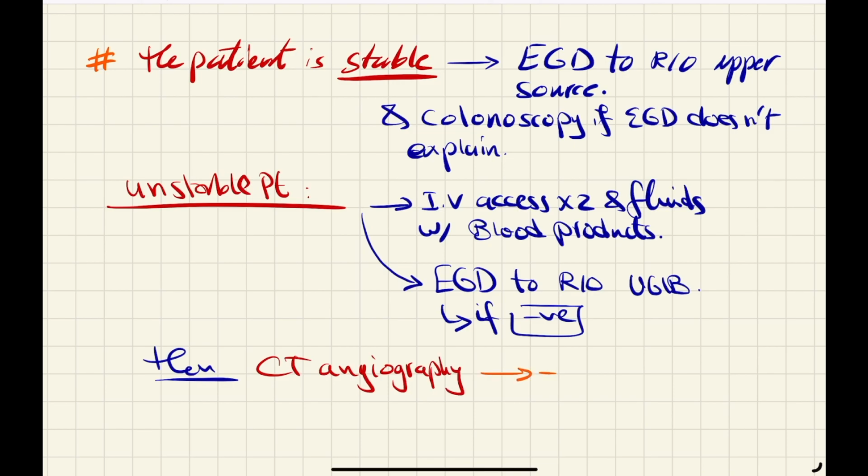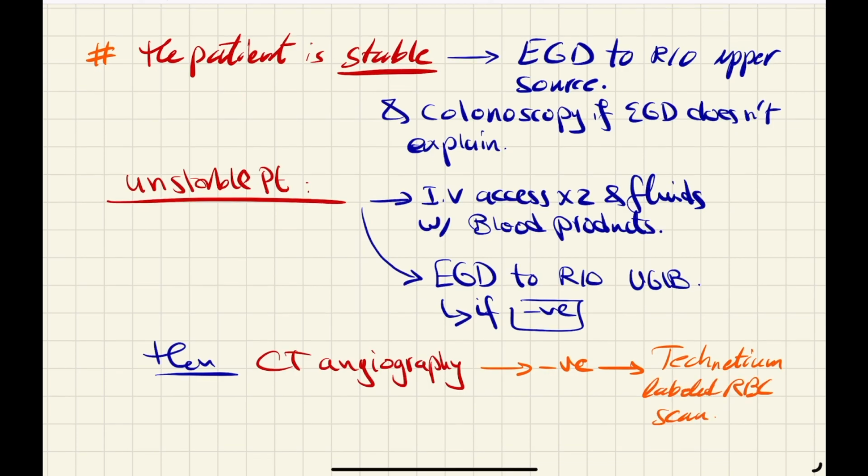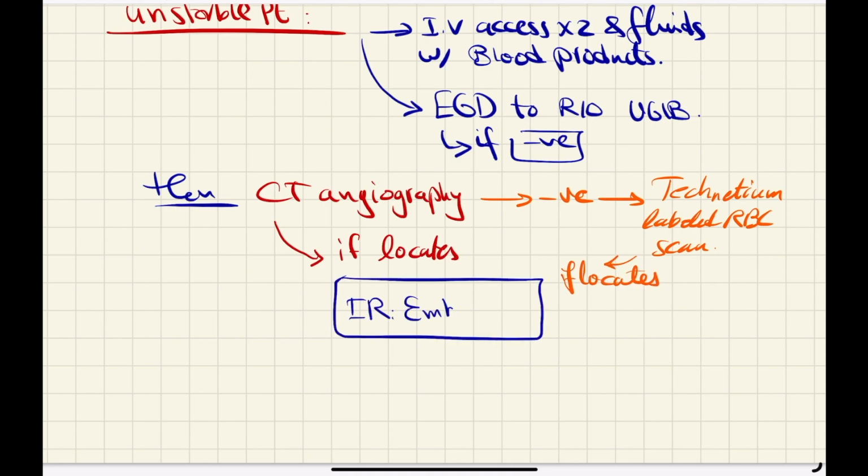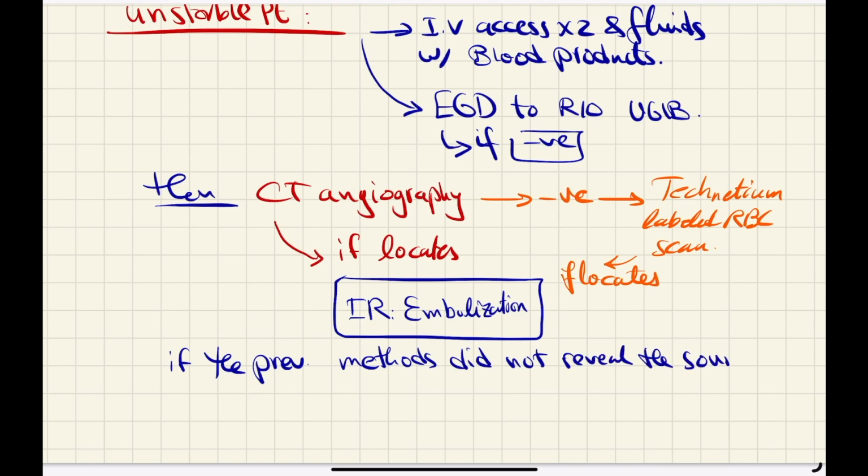If the CT angiography doesn't show the source, then we can do something called a technetium-labeled RBC scan. It's a nuclear scan to detect a smaller amount of bleed. Once the source of bleed has been localized, then we consult interventional radiology for embolization. If the previous methods did not show the source of bleed, then we consult surgery and we move the patient to the OR to control the bleeding and save the patient.